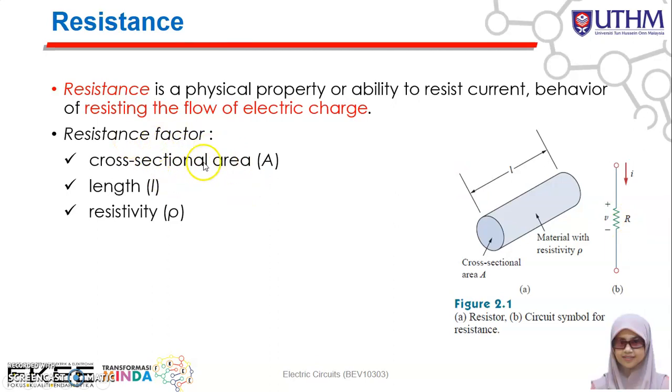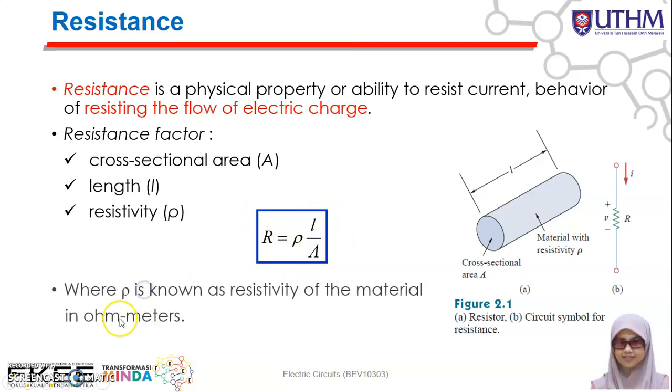Basically there are several factors that will influence the value of R. The first factor is the cross-sectional area, which we define as A, and the other factor is the length of the material. The third factor is the resistivity of the material itself, which we symbolize as rho, right? So basically, R is equal to rho multiplied by length over A, where rho is known as the resistivity of the material, which is measured in units of ohm meter.